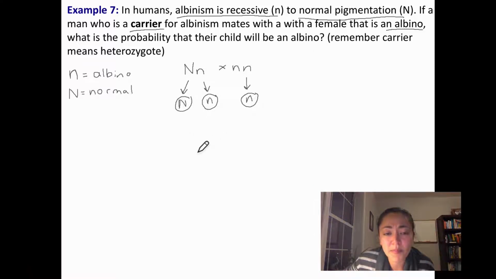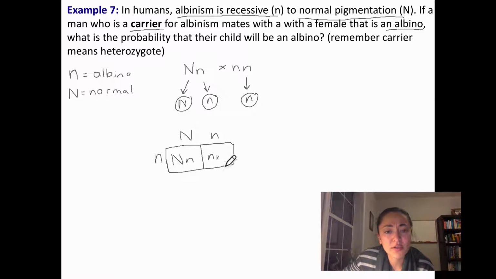So let's do our Punnett square. Let's put the possible gametes from this parent across the top. This parent can only make one type of gamete, so we're going to put it over here on the left side. And then we're going to draw our box. And then we're going to look at our possible offspring. So if this gamete fertilized that gamete, we would get big N, little n. If this one fertilized that one, we get little n, little n. And we want to know the probability the child will be albino.